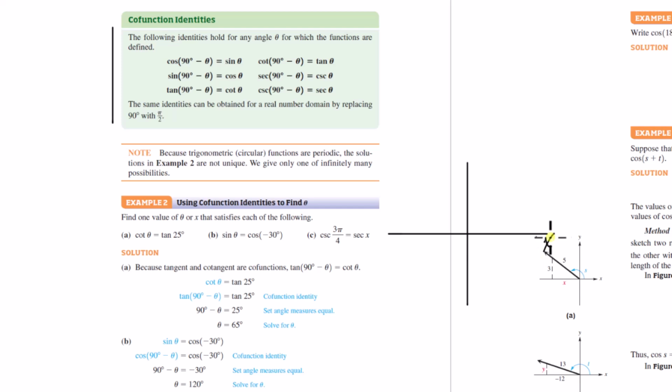Okay, so x, y. You have a cofunction pair. So let's say we've got an angle like this. This is alpha. And then let's say we've got a negative angle like this.